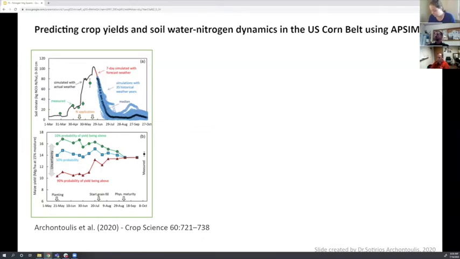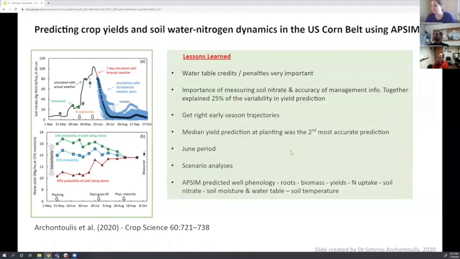The results from this study were published in Crop Science a couple of months ago, but what I want to focus on in the next couple of minutes is the lessons we learned by forecasting yields and nitrogen, soil nitrate, over the last 4 or 5 years. If you can please advance to the next one. Thank you.